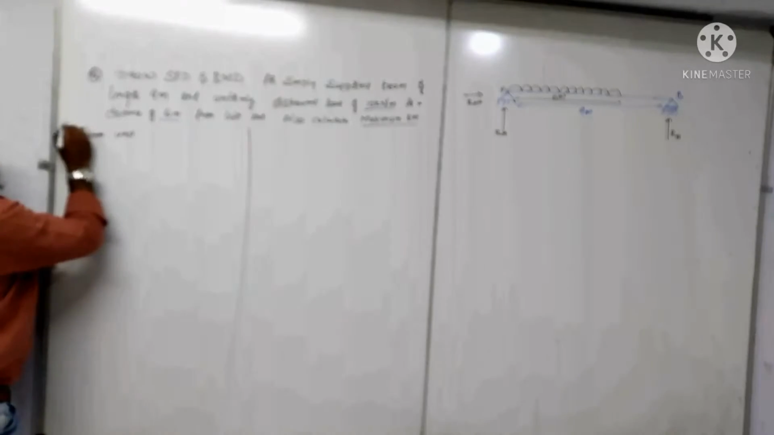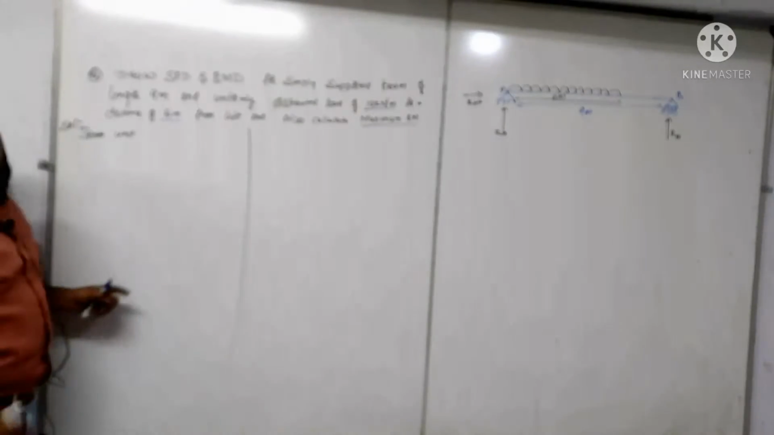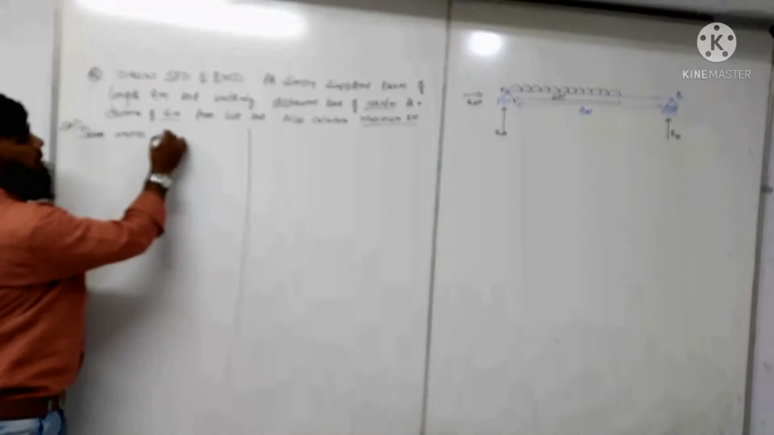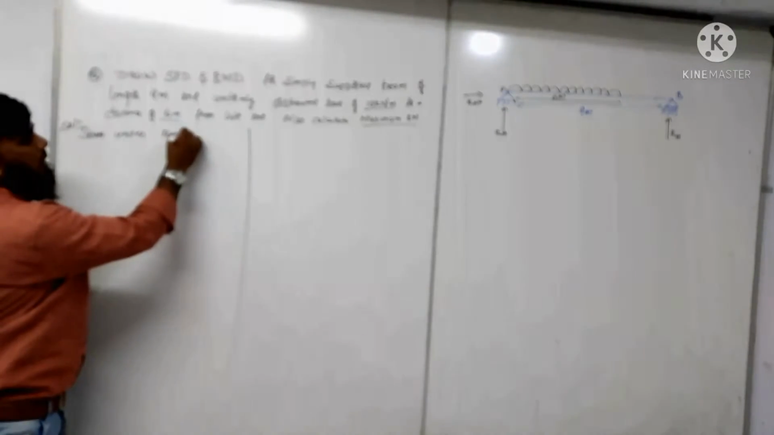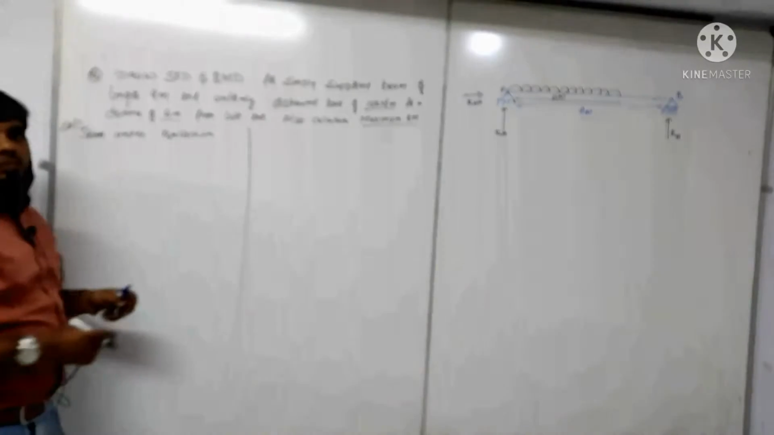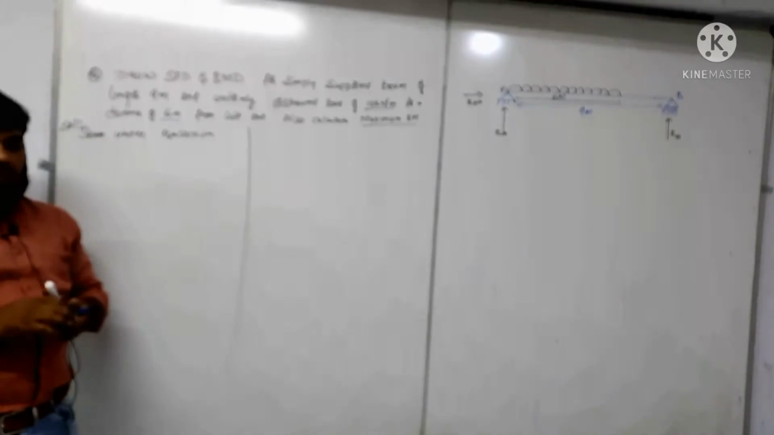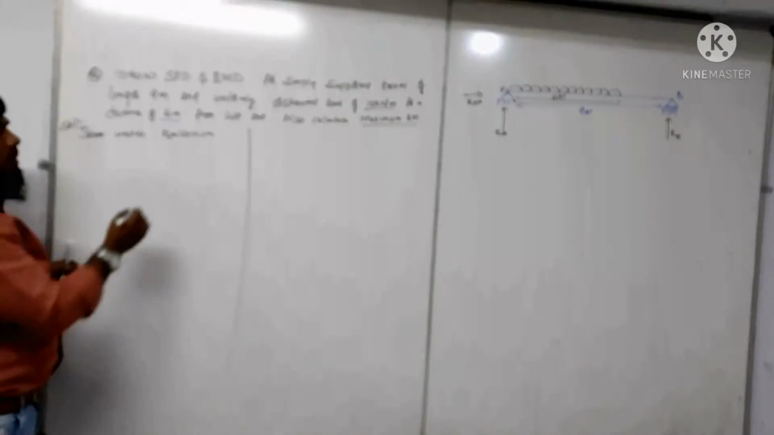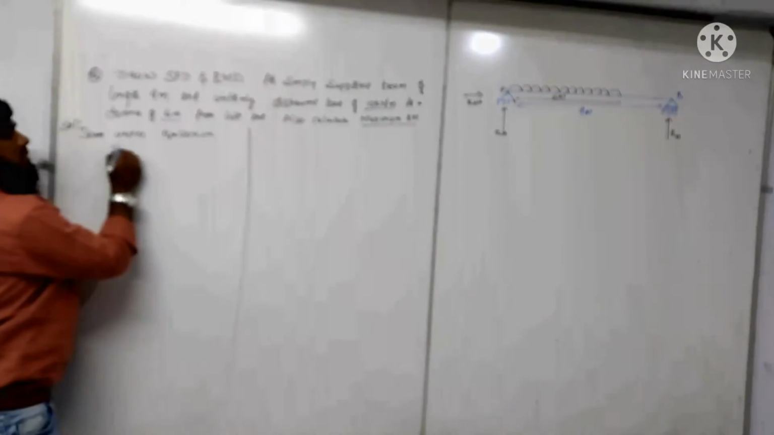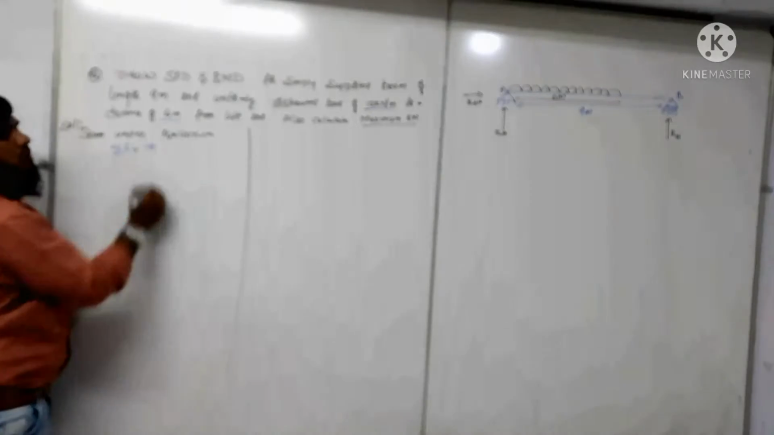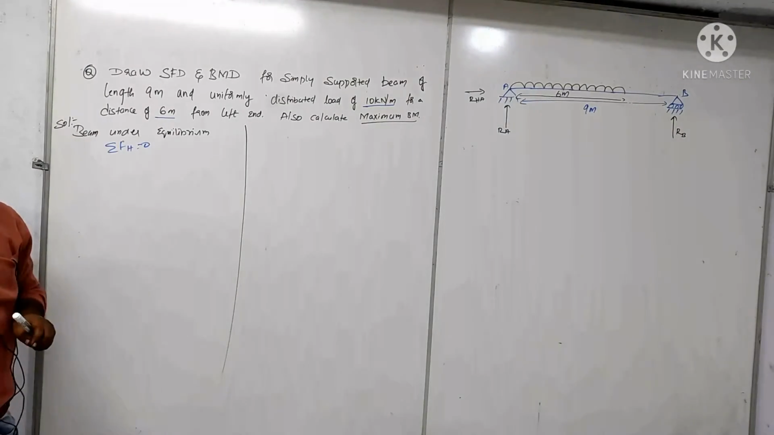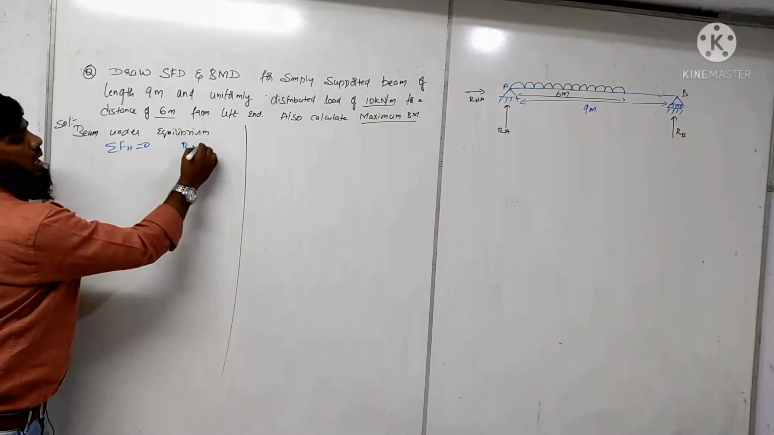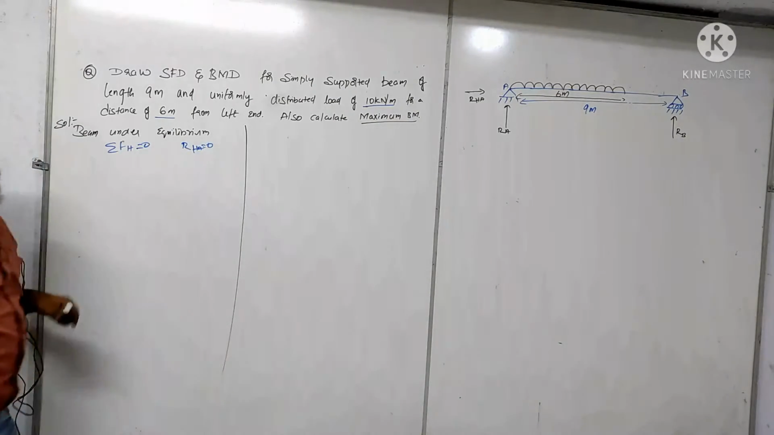Beam under solution. The first thing you have to consider is that the beam is under equilibrium. When we say the beam is under equilibrium, we have three equations. First is summation of Fh equal to 0. What is summation of Fh? We are having only one, that is Rh equal to 0.